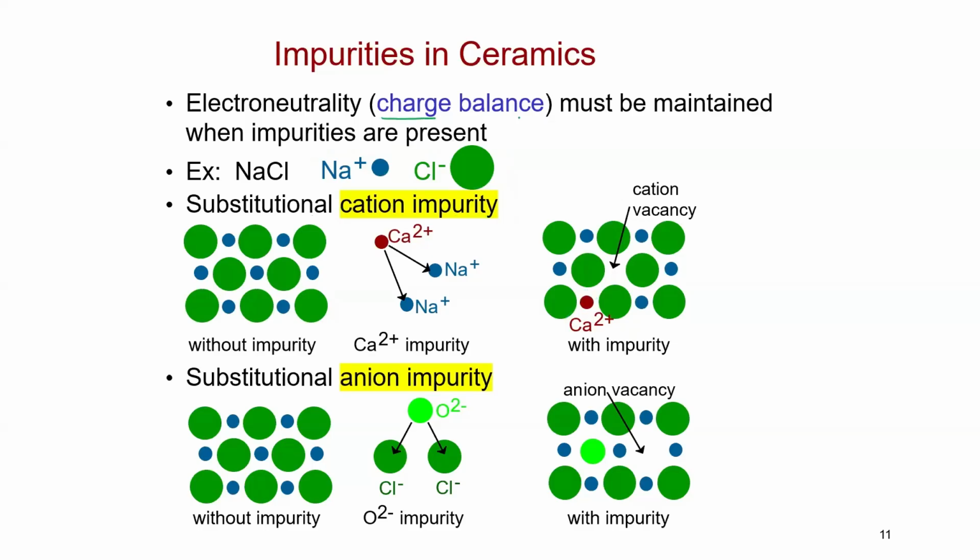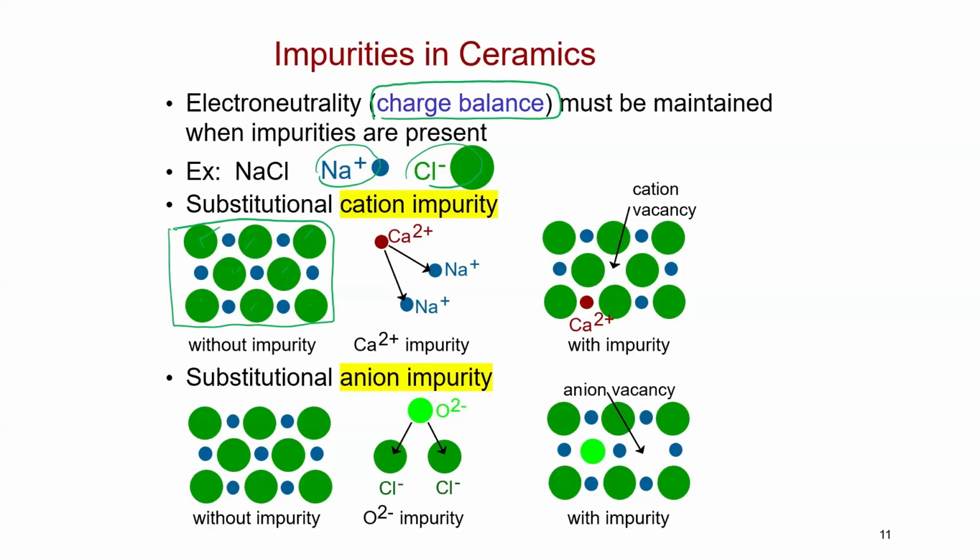When we have an impurity in ceramics, there is an important thing that we need to remember. Charge should be balanced. Negatives and positives should be balanced, so it should not have a net charge. For example, sodium and chlorine, 1 sodium to 1 chlorine. If you count the number of green and blue atoms, 1, 2, 3, 4, 5, 6, 7, 8, you have 8 blue and 8 green atoms.